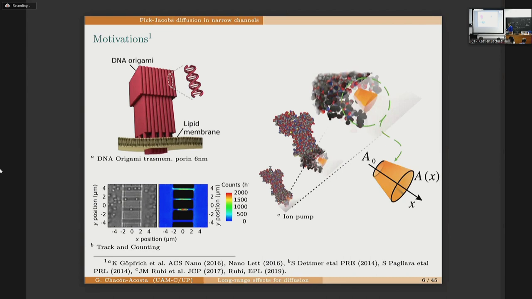I want to motivate that there are some experiments where this approximation can be applied, like for instance, these transmembrane channels made of DNA origami, or some tracking of particles in microfluidics, when people put these particles inside of these channels with optical tweezers, and then indeed they manage to have a different diffusion coefficient in the x and y direction. Also, it can be applied to this ATPase, right? In this part where there are the active sites.